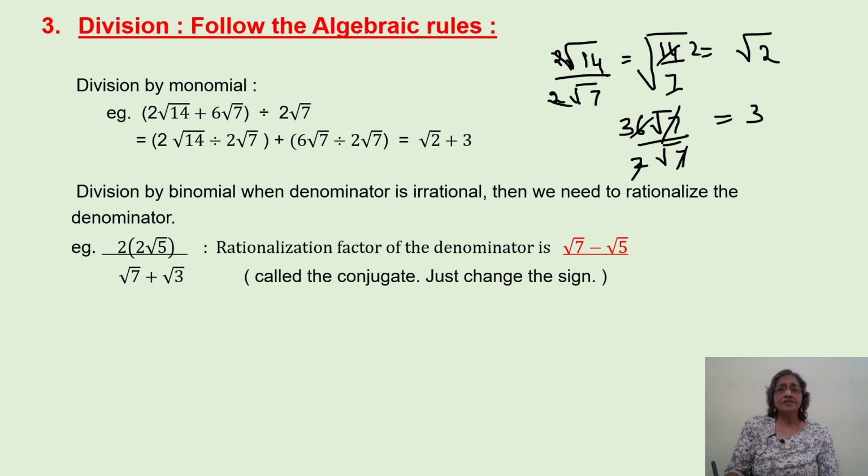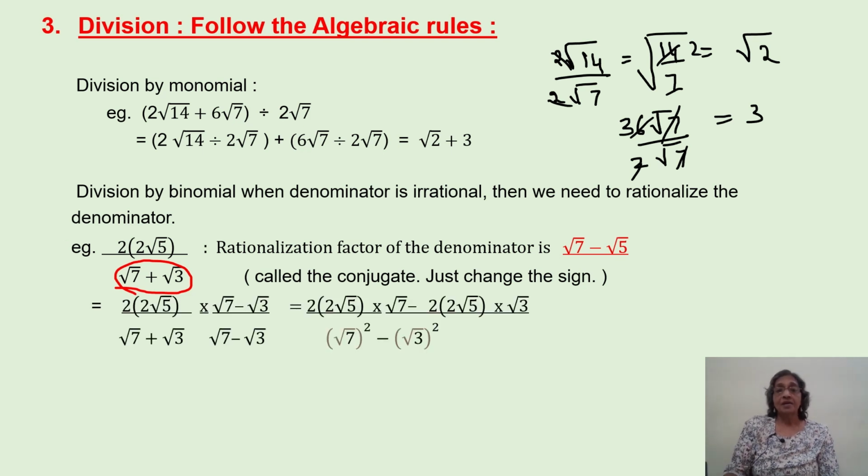Now the rationalizing factor for the denominator. In other words, we need to bring this irrational number to a rational number. So we multiply and divide by the conjugate. Now what is the conjugate? If you look at what I have written in red, I have just changed the sign of the denominator. From plus, I have made it minus. So just multiply and divide by this.